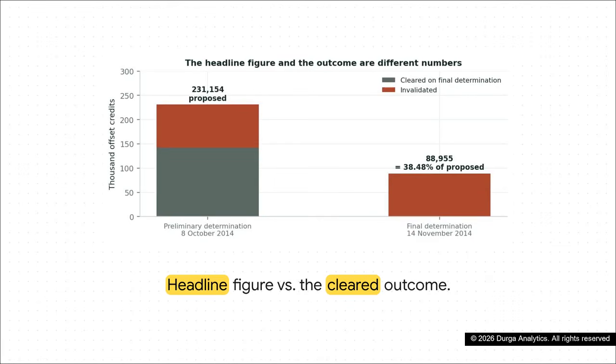But fast forward 37 days to the final determination. Only 88,955 offsets were actually invalidated. That's a massive drop. If you were sizing your desk's risk based on that initial headline panic, you overstated your exposure by a factor of 2.6. The lesson? Always read all the way to the final determination.